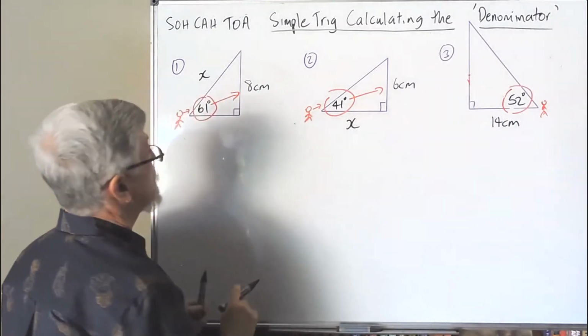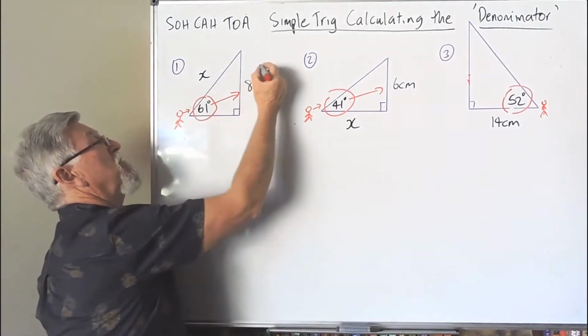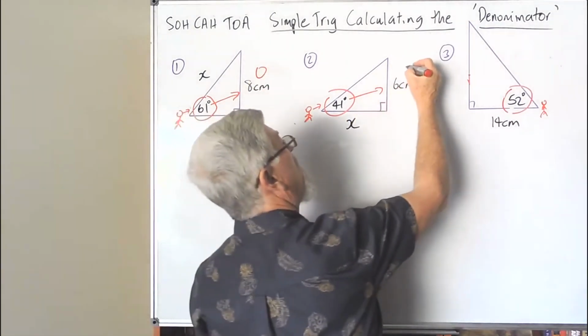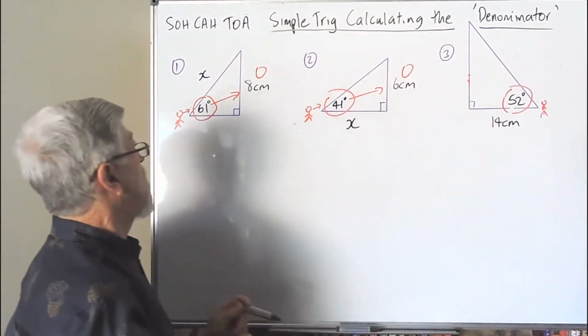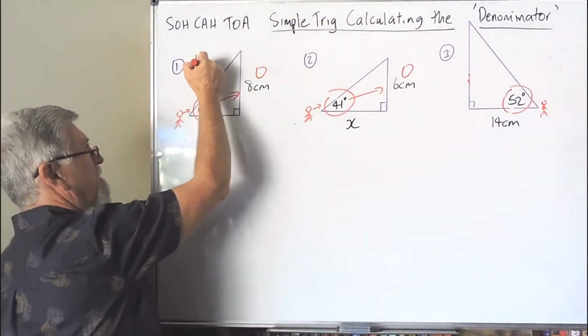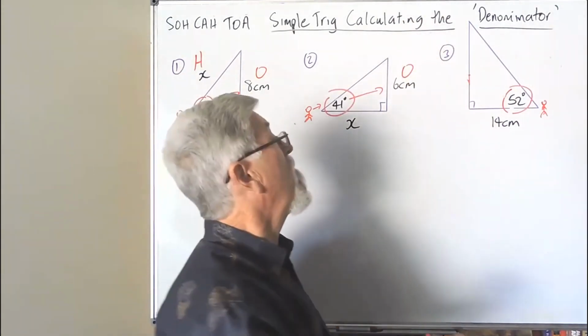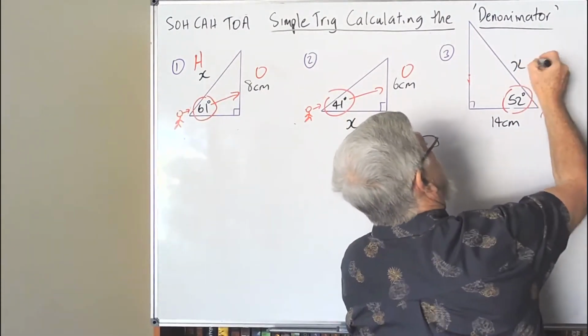Now let's have a look at it. Shortcut the whole process. Looking across from mini-me, there's the opposite. I'm going to do all three at once. Looking across from mini-me, there's the opposite. Looking across from mini-me, there's no opposite. Look at the hypotenuse, that's got something written on the hypotenuse. This doesn't have something written on the hypotenuse. And this one should have had an x written on the hypotenuse.